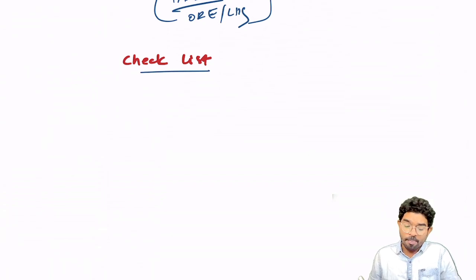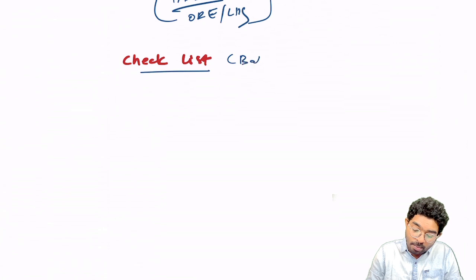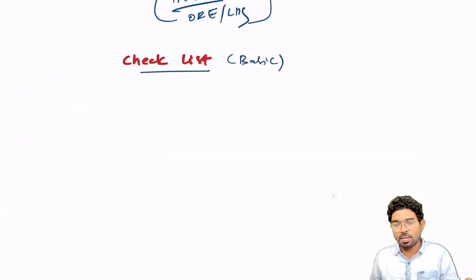So I have a basic checklist that everyone has to follow. And followed by that, if you want to keep some add-ons to your basic checklist, I want you to sit with the mentor. You can ping us, you can call us, we sit and we can add some extra stuff to your basic checklist.